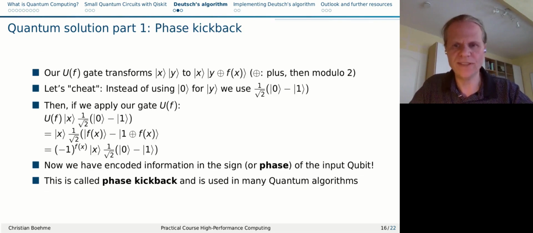Now, what have we achieved? As I said, if there are no more questions. So what we have achieved is that we have encoded our information about the output in the input variable as a phase factor, basically. Now let's use that.